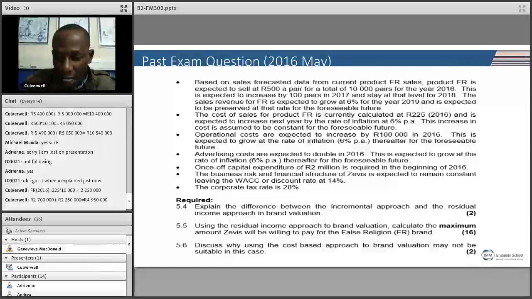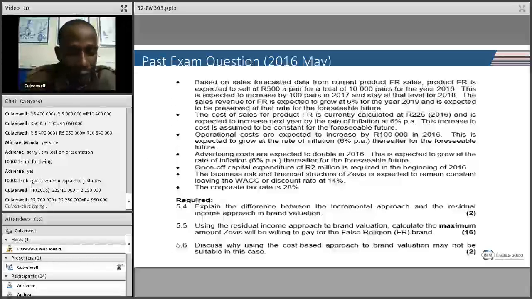In year 2017, if I read the statement, it says, the cost of sales for product FR is currently calculated at 225 rands in 2016, and it is expected to increase next year, meaning 2017, by the rate of inflation of 6%. This increase in cost is assumed to be constant for the foreseeable future. So when you're calculating cost of sales for FR in 2017, you're going to say this.